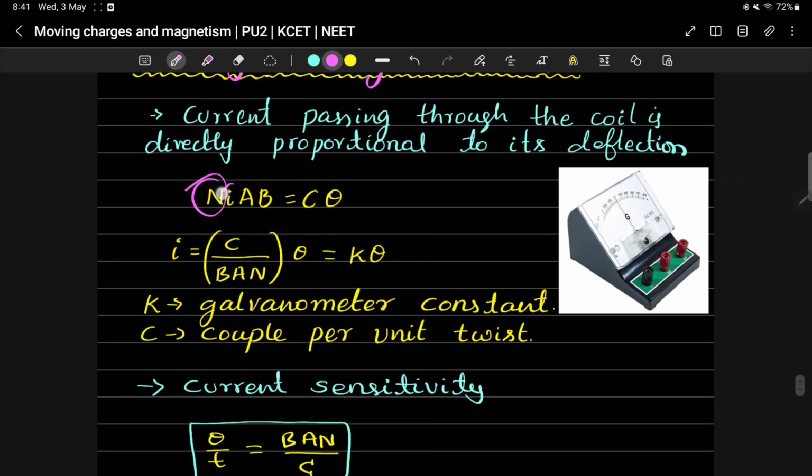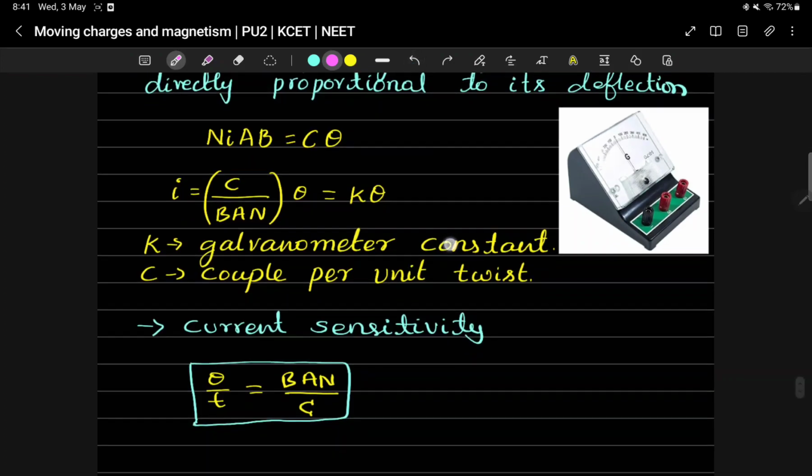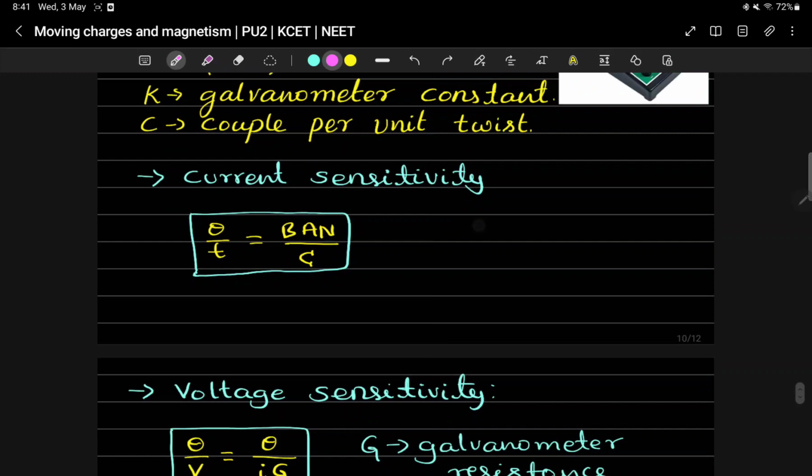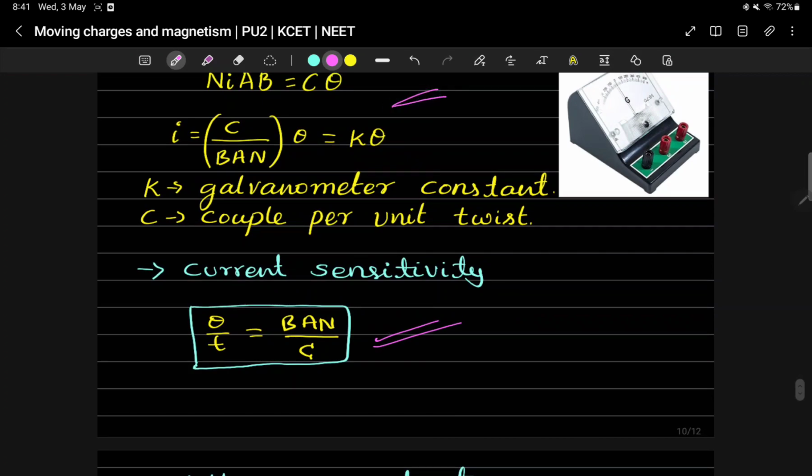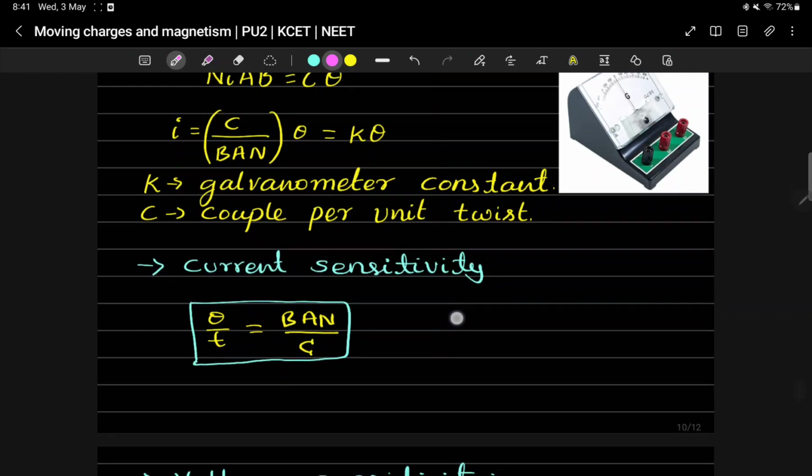N means number of turns in the coil, I is the current passing through it, A is area of cross section, B is the magnetic field. That is equal to C into theta, where C is called couple per unit twist, K is called galvanometer constant. Then theta by I is called current sensitivity. From the same formula it is derived here. Theta by I, if you take I to this side, so BAN divided by C.